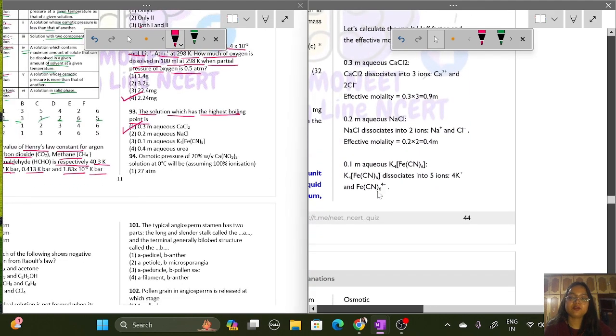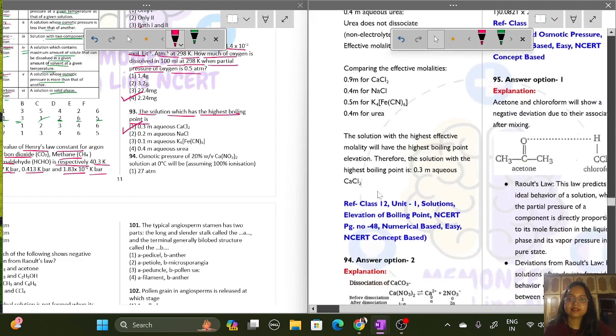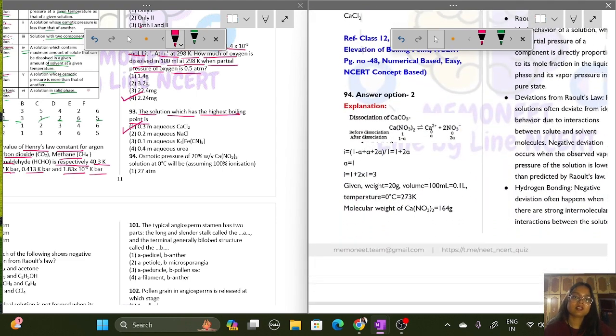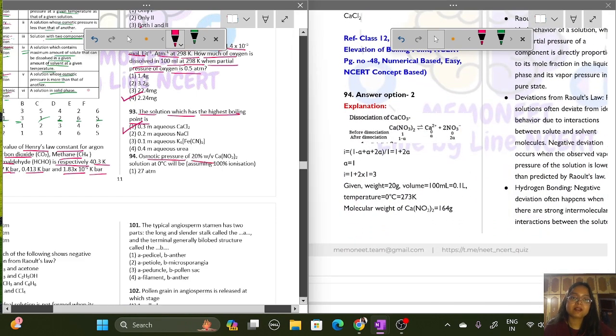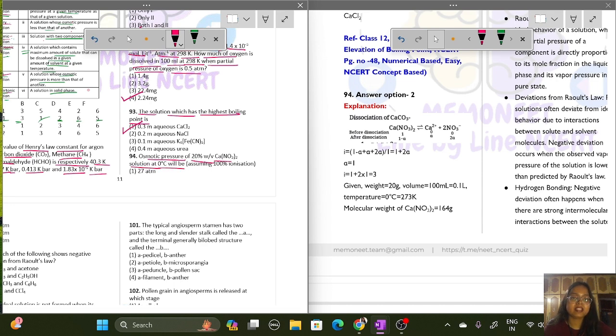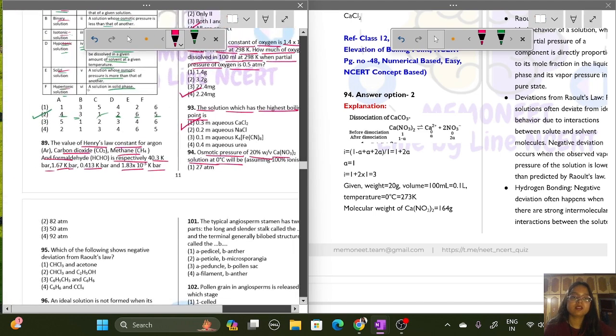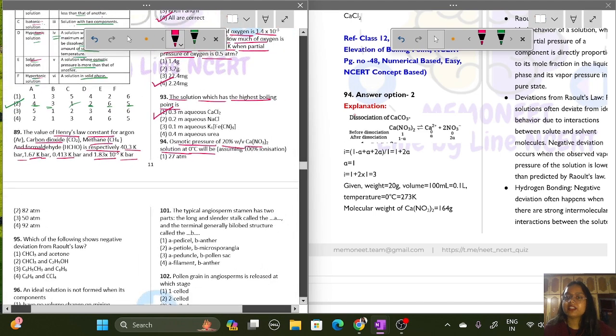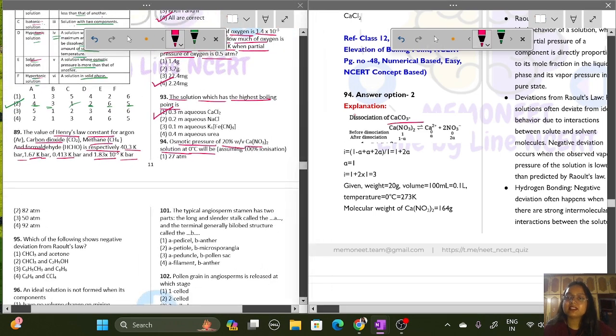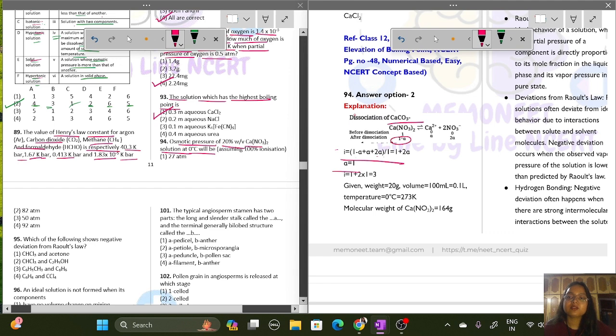Question number 94 says the osmotic pressure of 20% W by V Ca(NO3)2 solution at 0 degrees Celsius will be. What will be the answer? For dissociation of Ca(NO3)2, we have to use the formula i is equal to 1 minus alpha plus 3 alpha. After dissociation we calculate this, so it comes out to be 1 plus 2 alpha. So alpha is equal to 1.